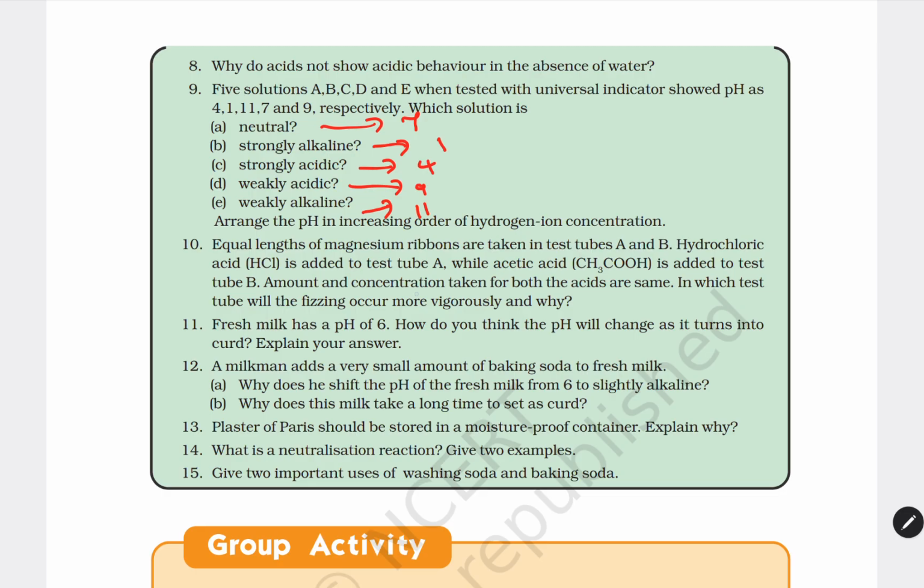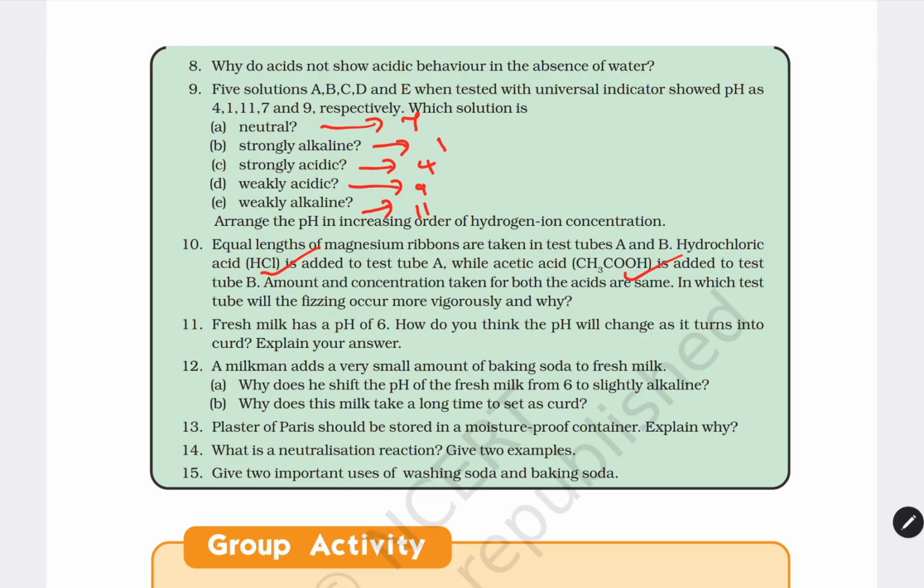10th one, hydrochloric acid. So 2 test tubes we are taking. In one we are taking HCl and in the other one we are taking acetic acid. In which test tube will the fizzing occur more vigorously and why? That is the question. So HCl reacts more vigorously because it is a strong acid. Acetic acid reacts slowly because it is a weak acid. So conclusion, strong acids react faster and produce more hydrogen gas than the weak acids.